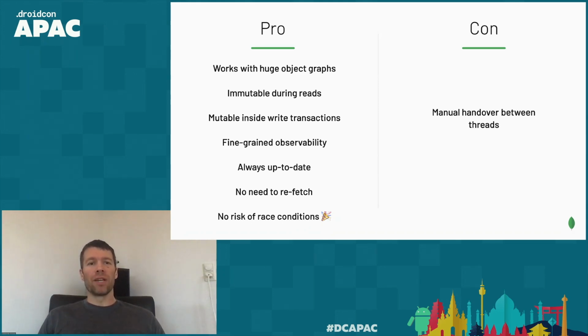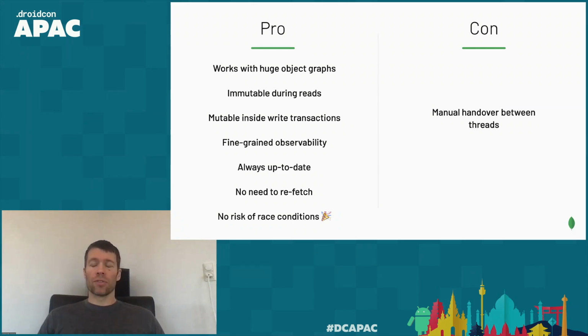And they offer fine-grained observability, which is, again, super powerful to connect to the UI. They're always up to date, which is great. There's no need to refetch. And most importantly, there's no risk of race conditions. There are guardrails around you that make it impossible to create a race condition, because you can never have two objects from different versions of the state at the same time. They will all advance together. So those are the pros.